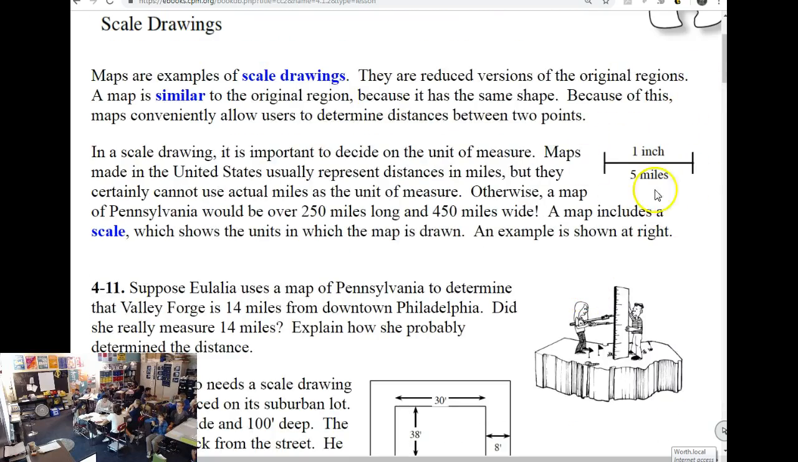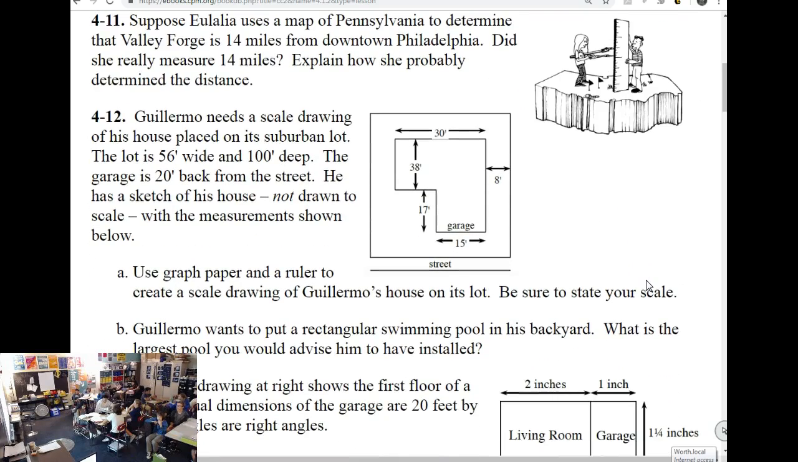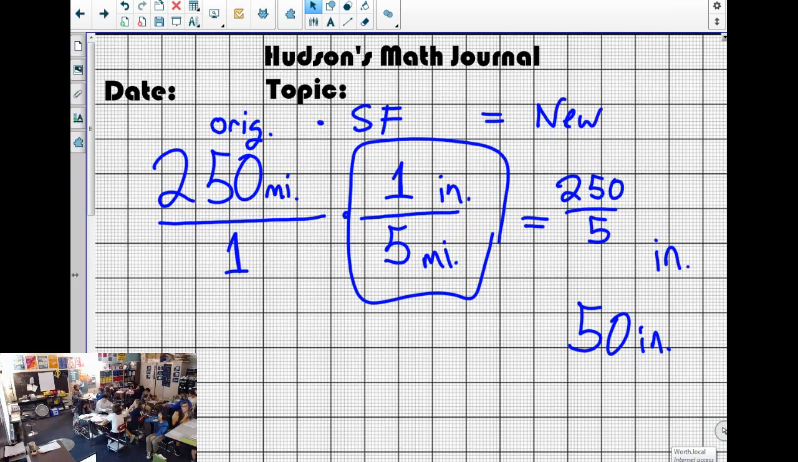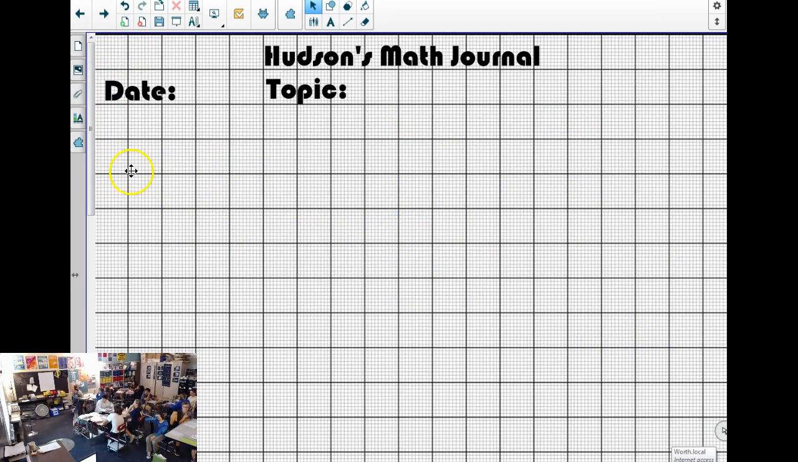Remember, your scale is 1 to 5. You don't really need to. Would a half get her there?